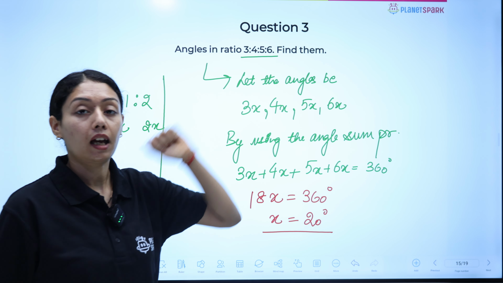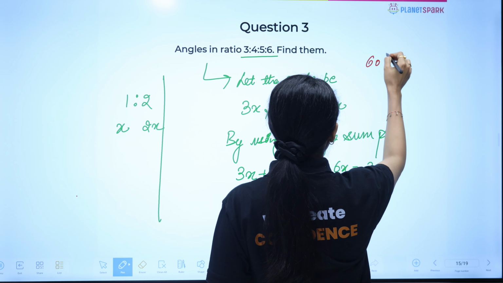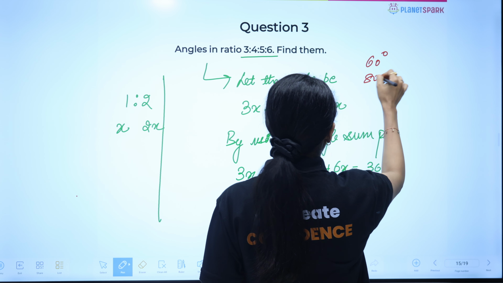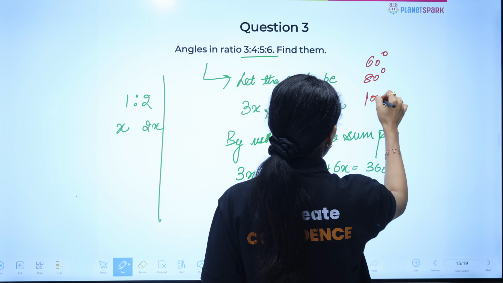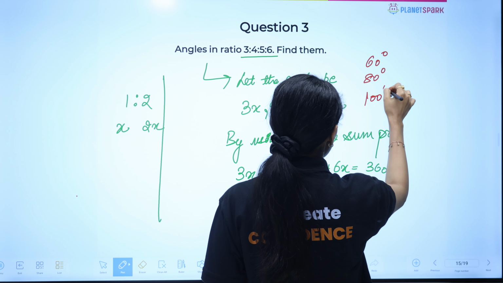So this will be 3 into 20, 60 degree. 4 into 20, 80 degree. 5 into 20, 100 degree. 6 into 20, 120 degrees. You can verify by taking the sum also. चारों को add करो, it will come out to be 360 degree. So these are the corresponding angles and that's the right answer.